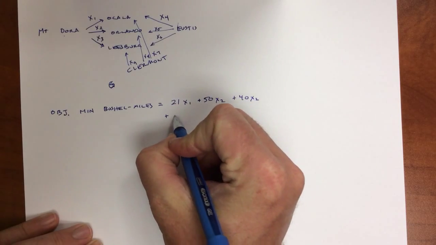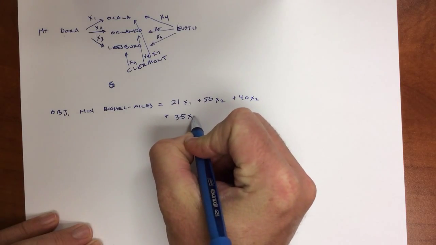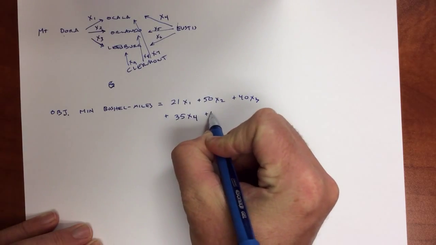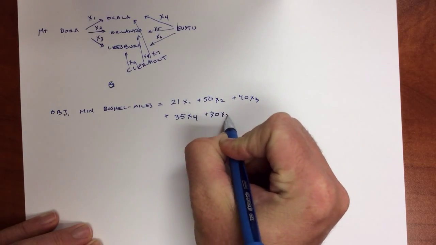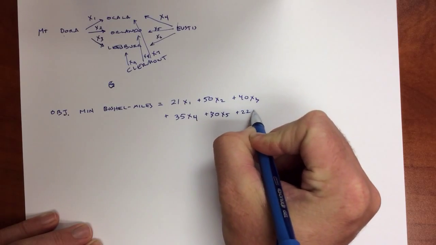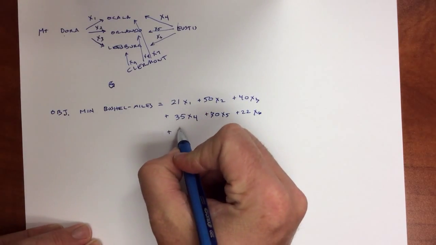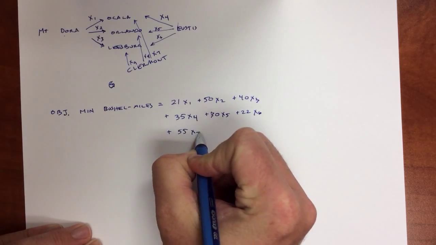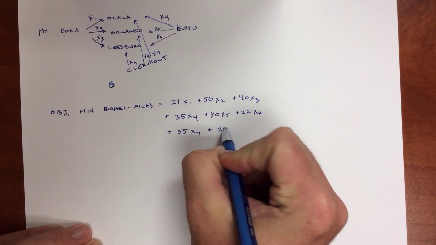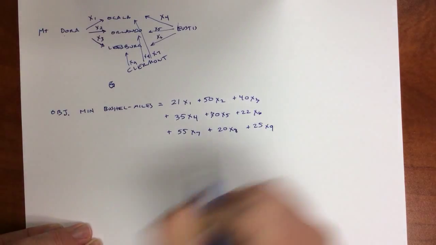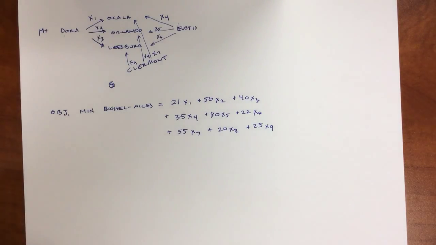Plus, now we keep going, 35 x4, plus 30 x5, plus 22 x6, and now from Claremont to the different processing plants, 55 x7, plus 20 x8, plus 25 x9. So there we have our objective. Now we need to think of our constraints.